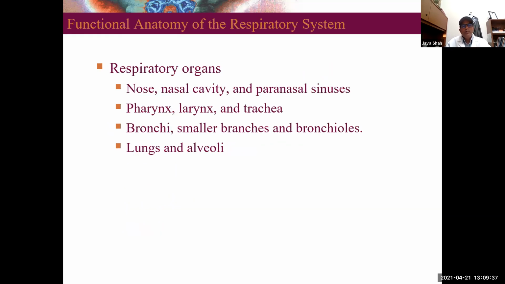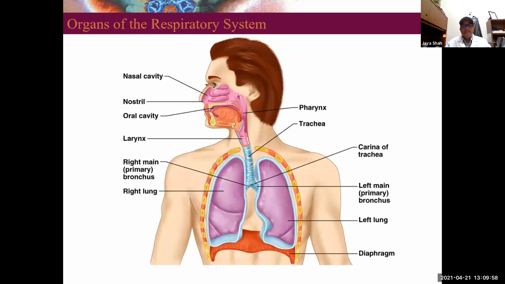Respiratory organs are the nose, nasal cavity, paranasal sinuses, pharynx, larynx, trachea, bronchi, smaller branches of the bronchi, and bronchioles, and then the lung, and the smallest unit of the lung is the alveoli, plural, and singular is alveolus. So let's see that. You start from the nostril and nasal cavity, then you have nasopharynx, oropharynx, laryngopharynx, and then trachea.